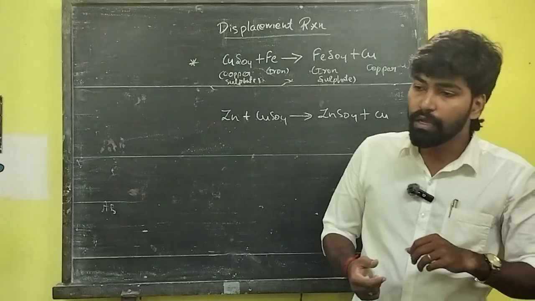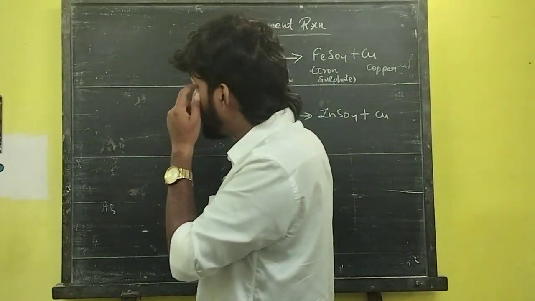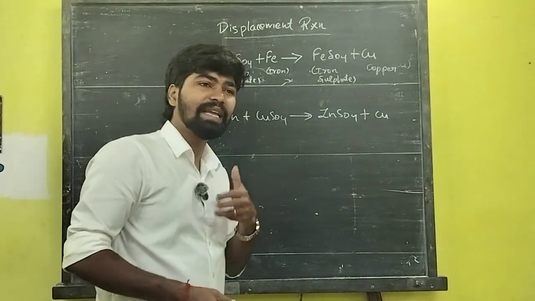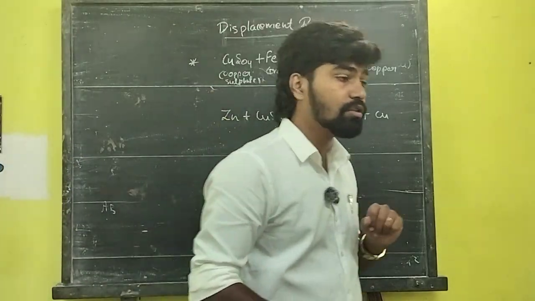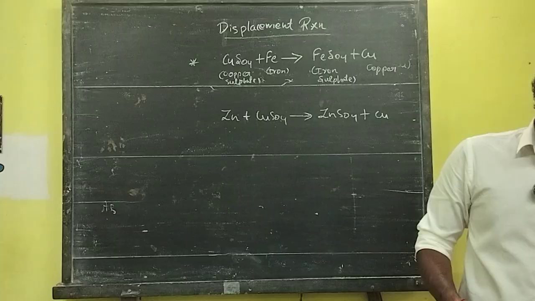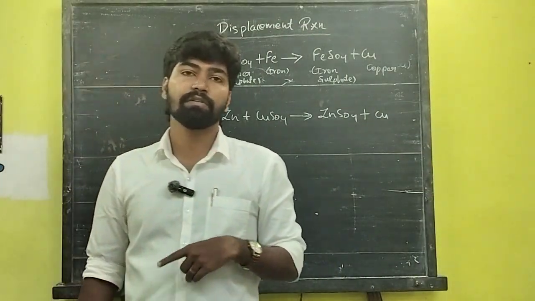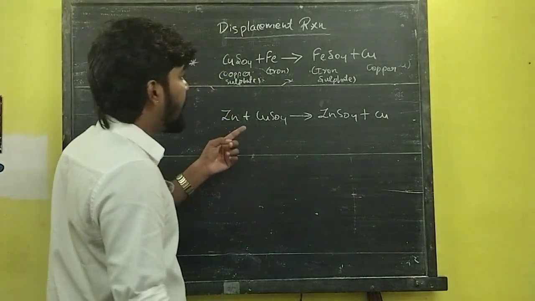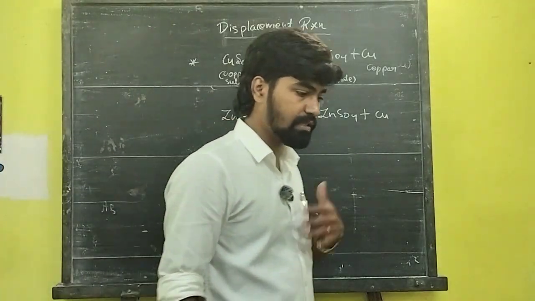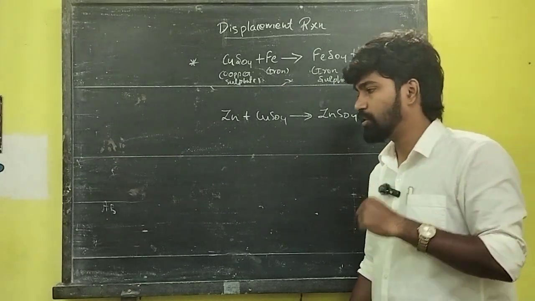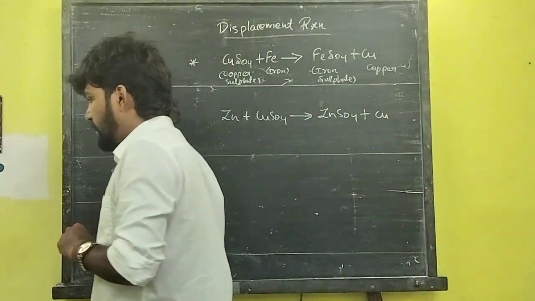Iron nail. So what is happening? A displacement reaction. Once it is displaced, you will get a dirty green color solution. So basically it is indicating that a displacement reaction has taken place. So remember, the color of copper sulfate solution is blue, and iron sulfate solution, once the displacement reaction has happened, is green. Remember this, very important.